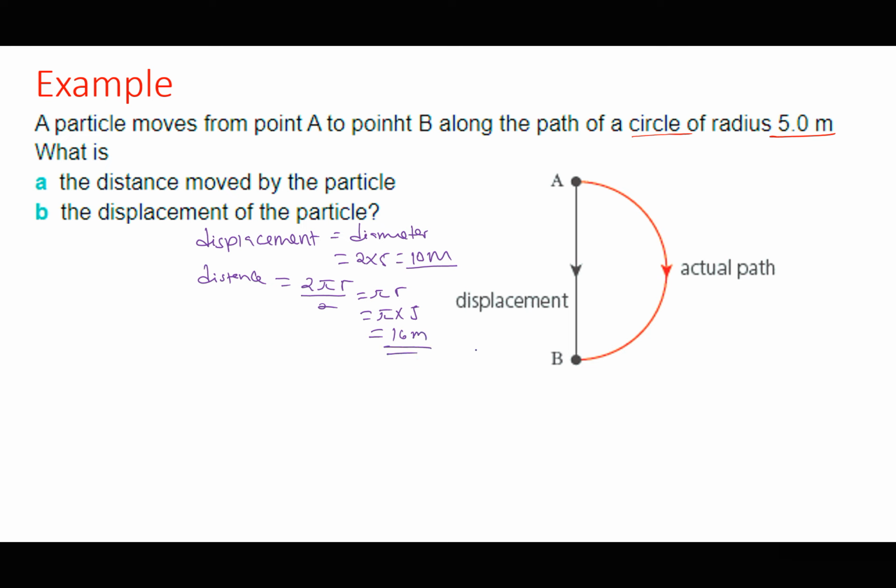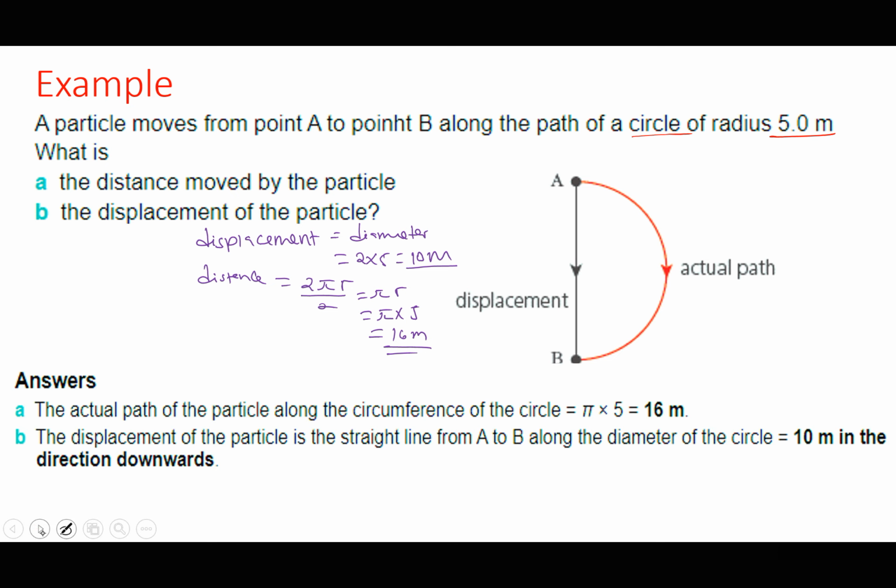meters. So you notice that the distance is always going to be greater than the displacement, because the displacement is simply the straight line distance from the starting point to the final point. Yet the distance is the length of the actual path followed by the object. So you should be able to note the difference between distance and displacement.